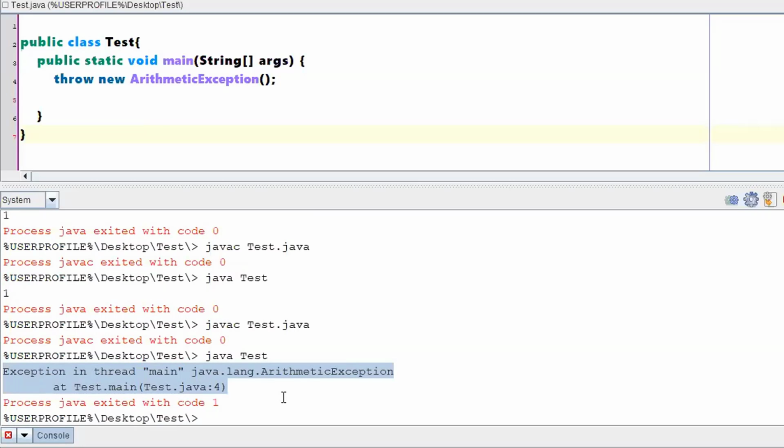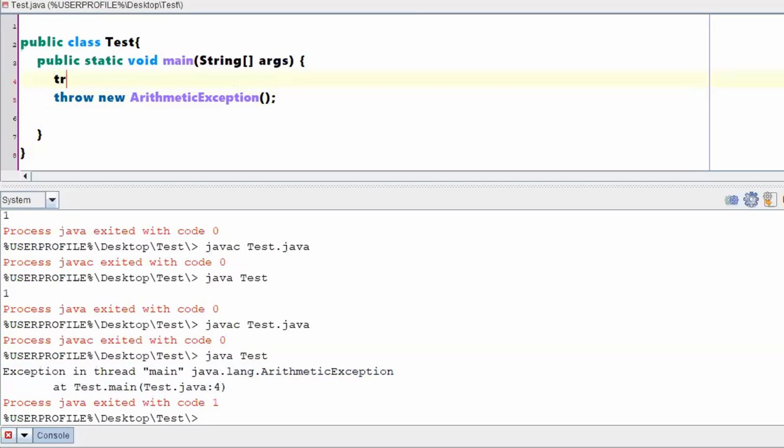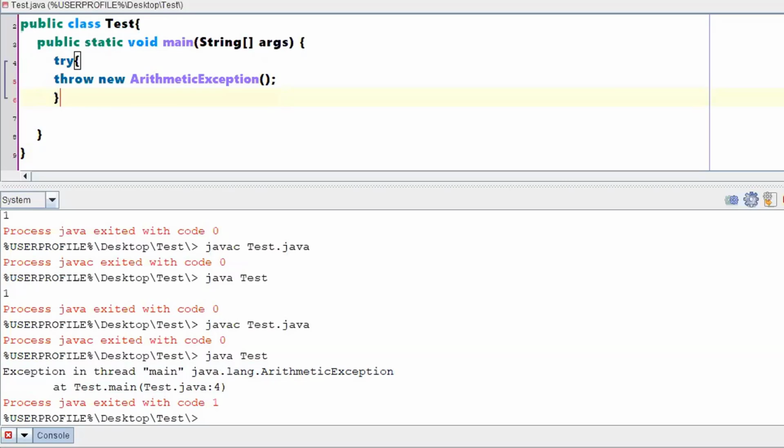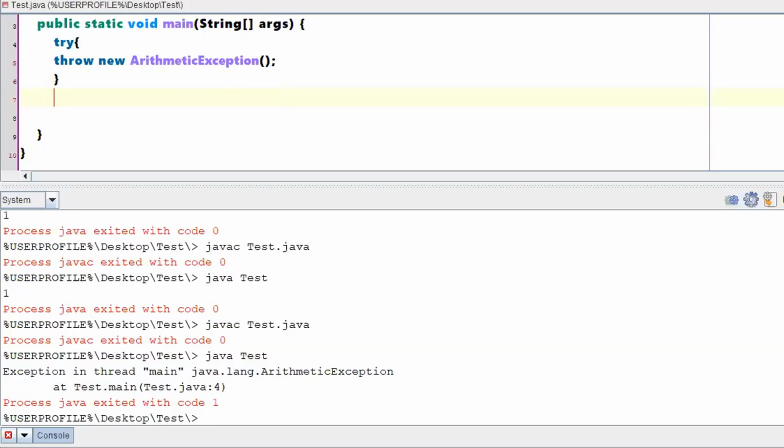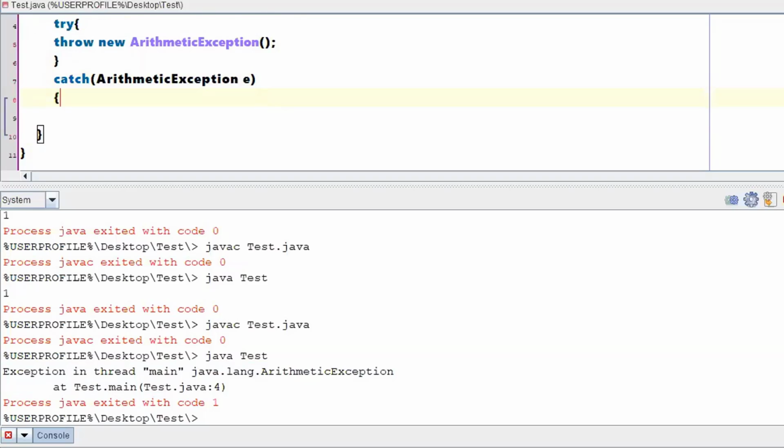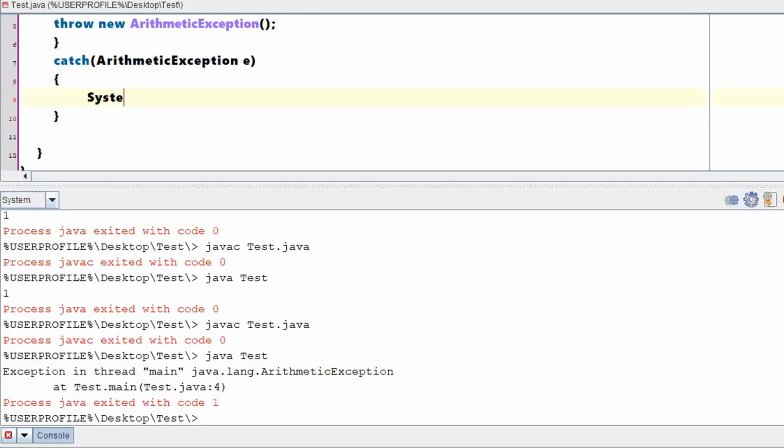So can we handle this particular exception? Yes. When you are okay to throw an exception, why can't you handle it? Use try. What kind of exception are you raising? ArithmeticException. Catch that particular ArithmeticException. When this exception has been caught, what has to be done? System.out.println of RCB.